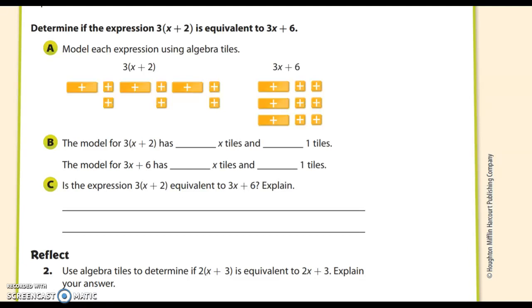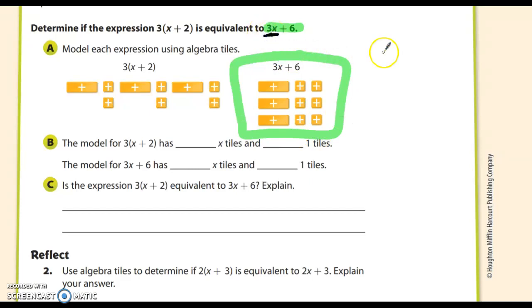It says, determine if the expression 3 parentheses x plus 2 is equivalent to 3x plus 6. Well, how can we do that? It says, model each expression using algebra tiles. I want to show you, the one on the right, actually, look at this one right here. This one is this, and that makes a lot of sense because look, it says 3x, and we just pointed out that the long ones are an x, so you've got 1, 2, 3.